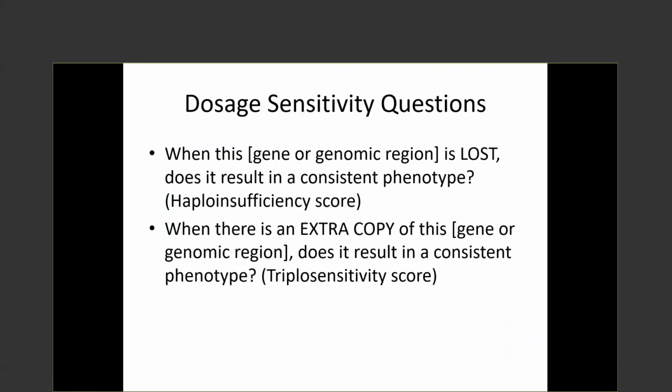At this point, I'll walk you through our single gene scoring process. However, all of our evaluations, including the region evaluations, start with the same premise. When we're evaluating a gene or a genomic region, we're really asking ourselves two main questions. For haploinsufficiency, when this gene or genomic region is lost, does it result in a consistent phenotype? And for triplosensitivity, when there's an extra copy of this gene or genomic region, does it result in a consistent phenotype?